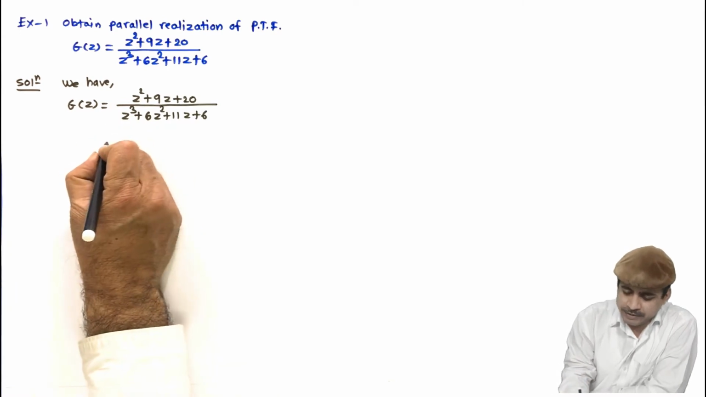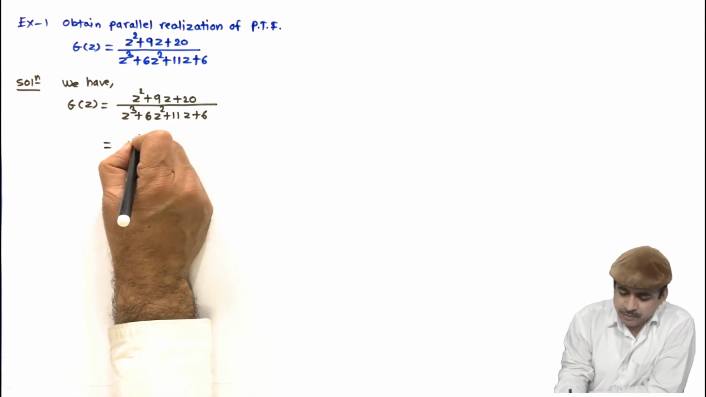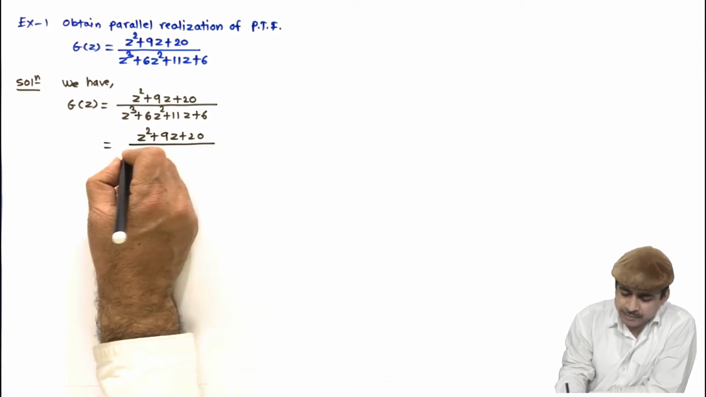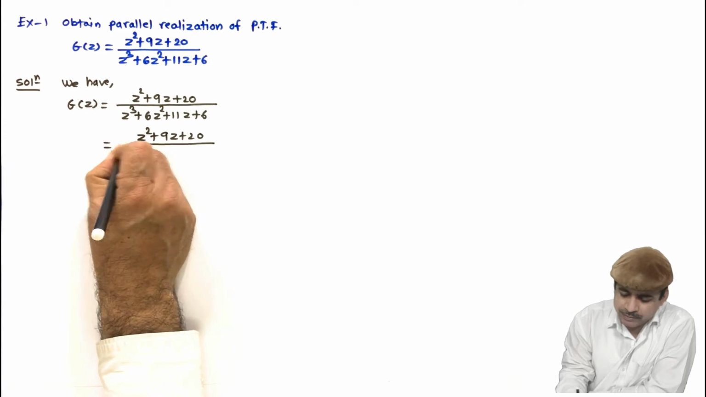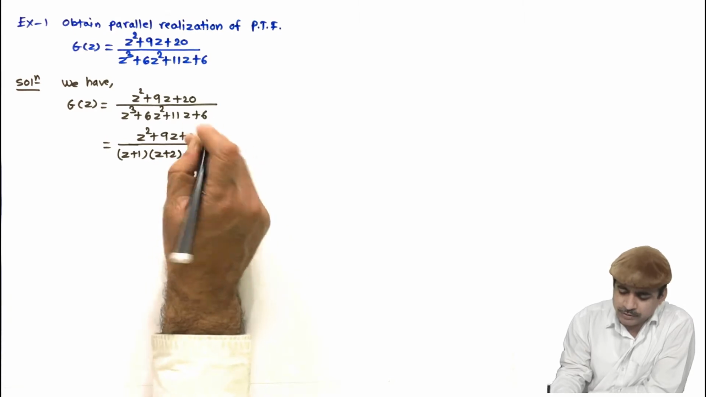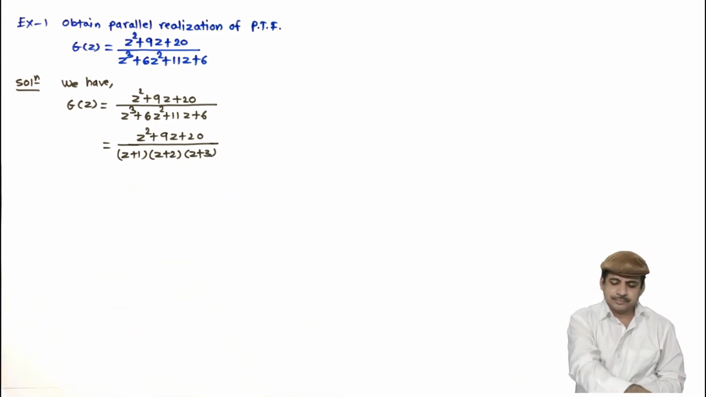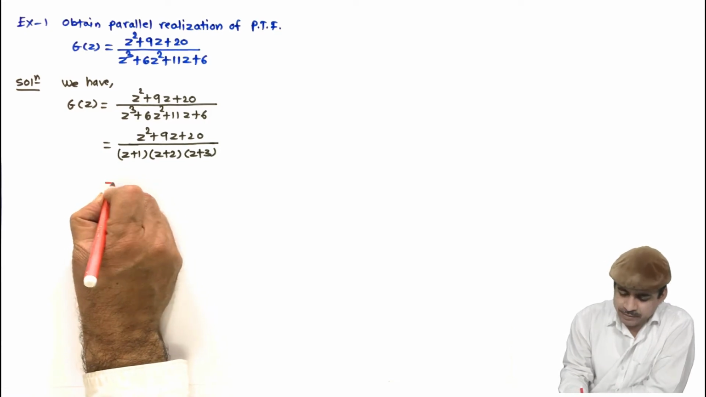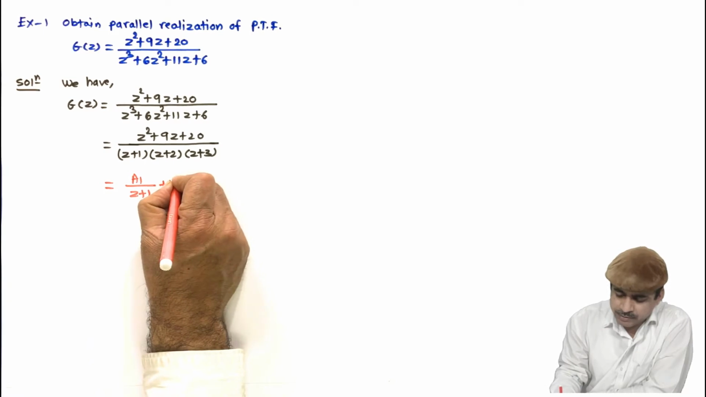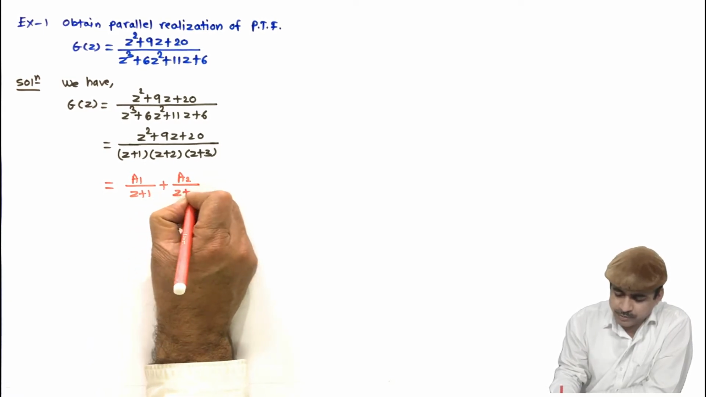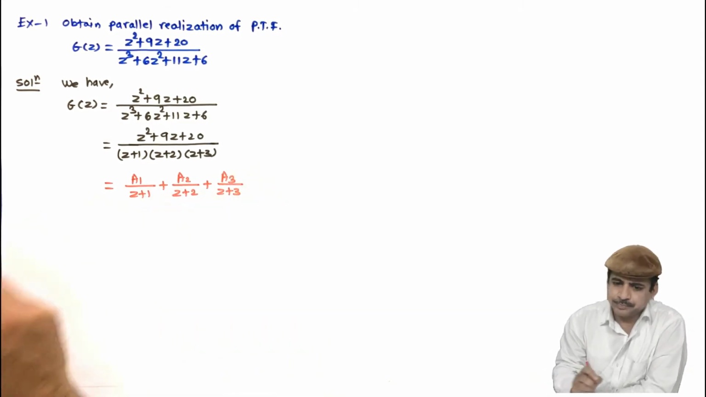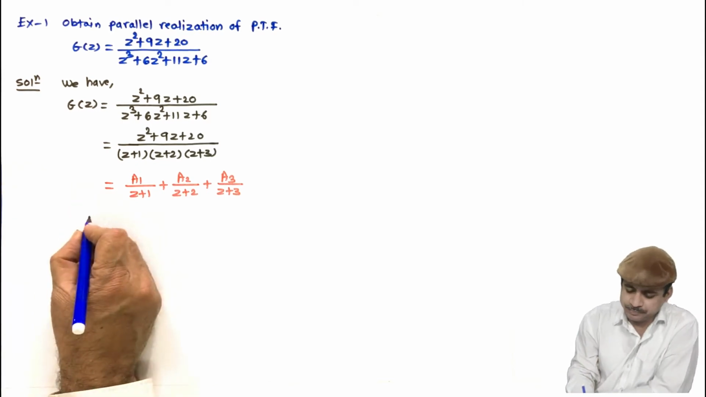Now in this case, we get this as equal to z square plus 9z plus 20 divided by z plus 1 into z plus 2 into z plus 3. You can do this on calculator. And the same can be written in the partial fraction form as A1 upon z plus 1 plus A2 upon z plus 2 plus A3 upon z plus 3. And let us find out A1 to A3.